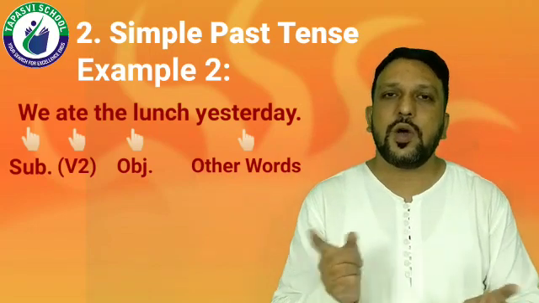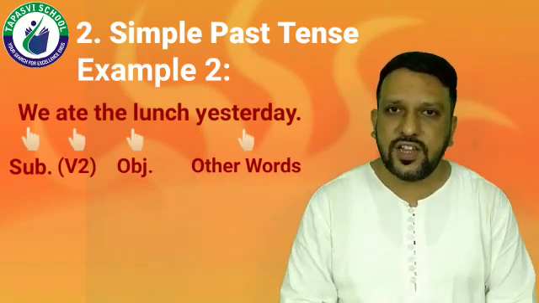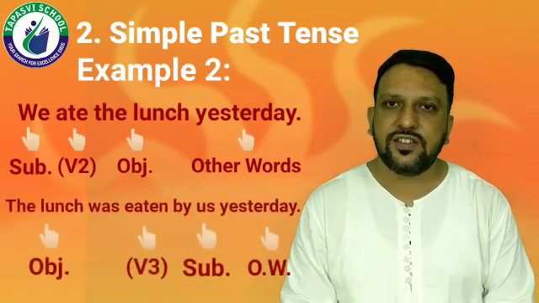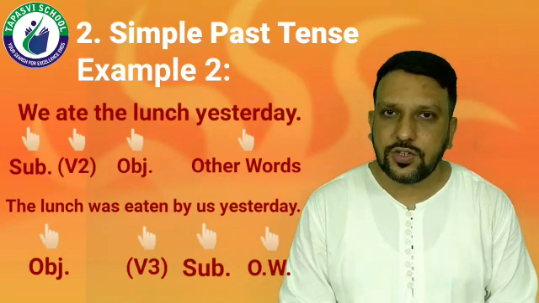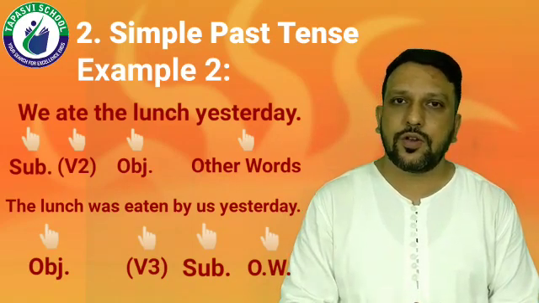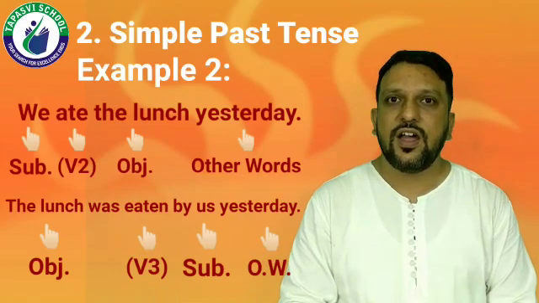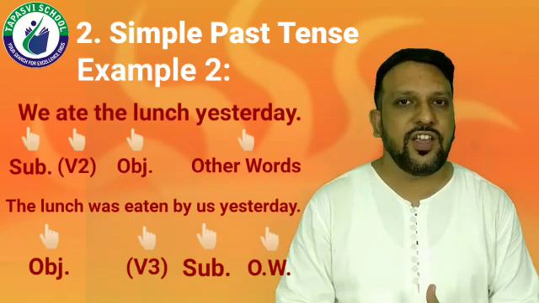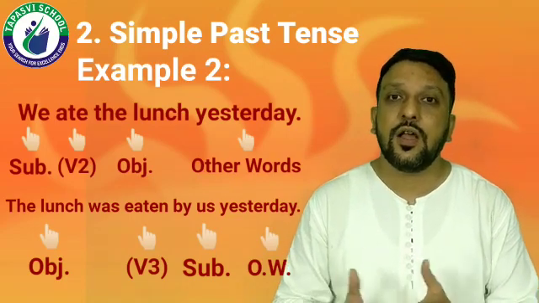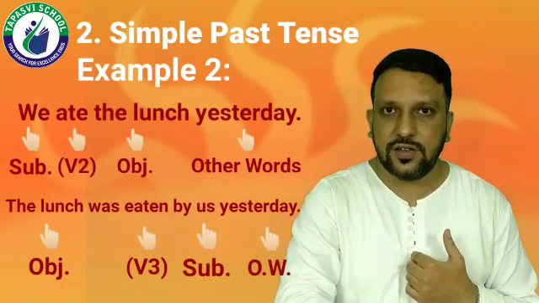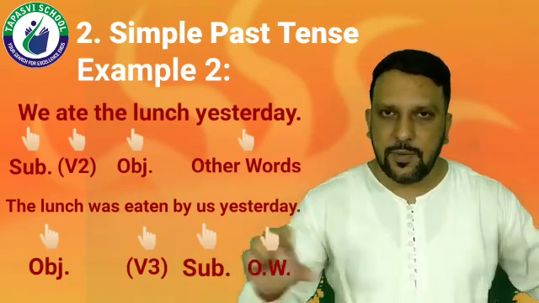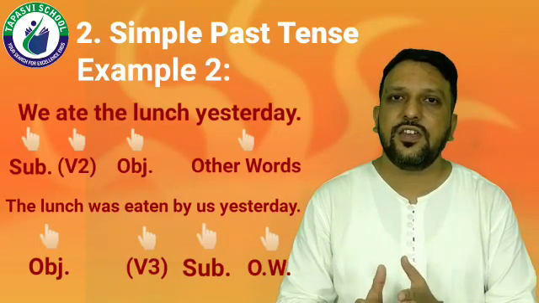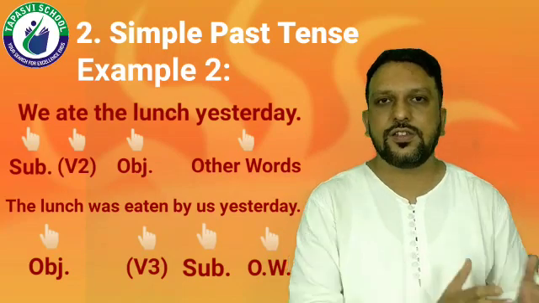You just need to swap the subject and object. What is the object in this sentence? The object is the lunch. As it is singular, we will put was. The lunch was eaten; it becomes eaten when it comes to V3. The lunch was eaten by, we will become us, right? Yesterday. So let me repeat the passive voice sentence: The lunch was eaten by us yesterday.